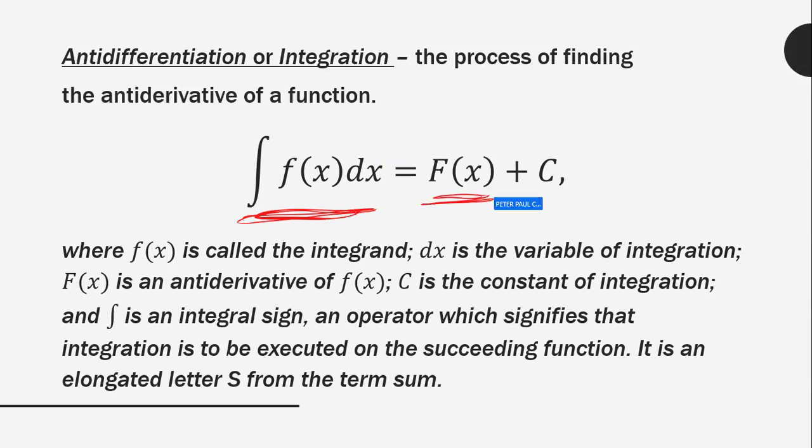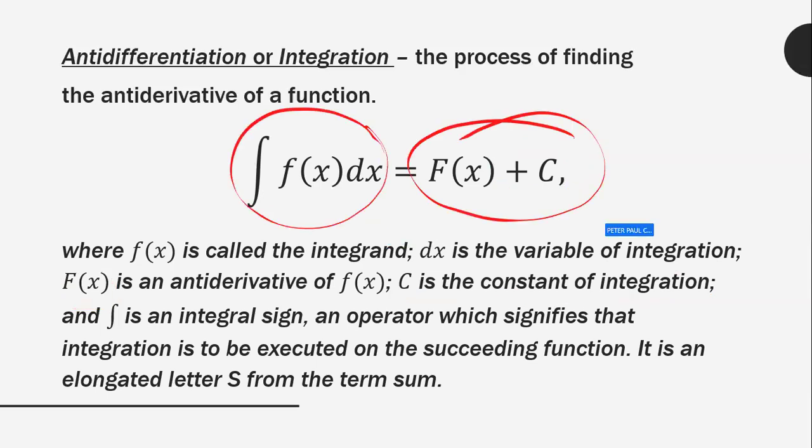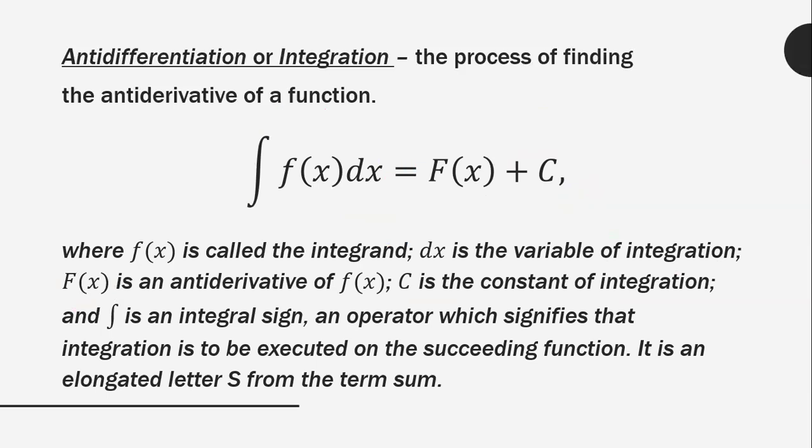And of course, the answer in this process, which is anti-differentiation or integration, is an antiderivative. The antiderivative of f of x is represented by a capital letter F of x. Together with it is the constant value, a plus c. This plus c is always written after the antiderivative, and that is what you call a constant of integration. Those are the parts of our process, and this is the result.